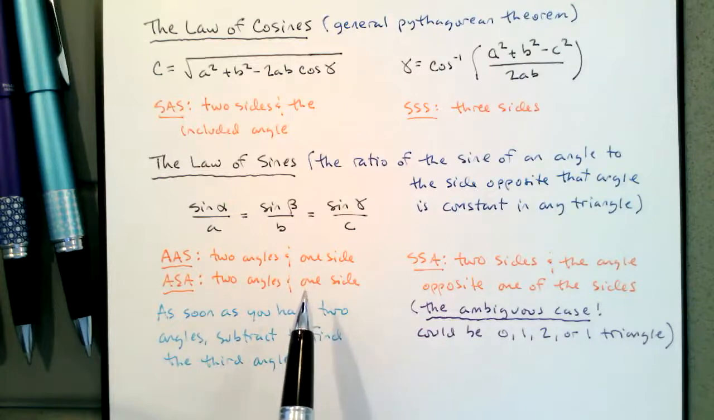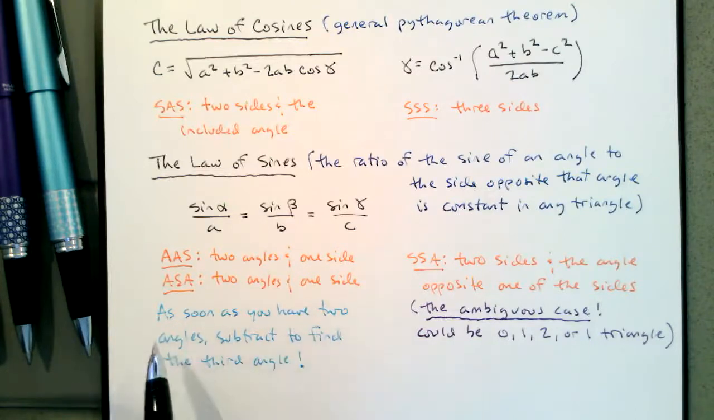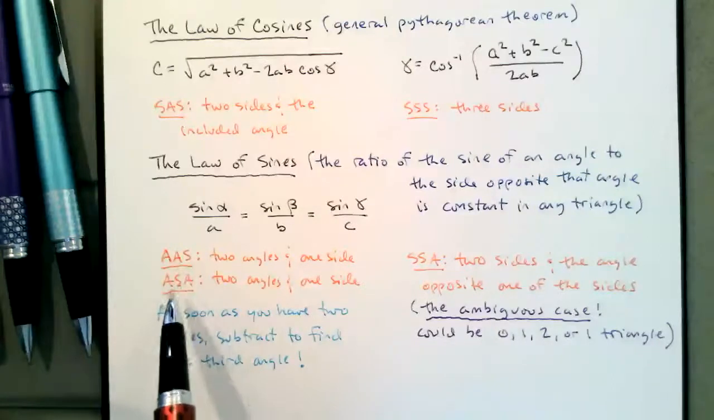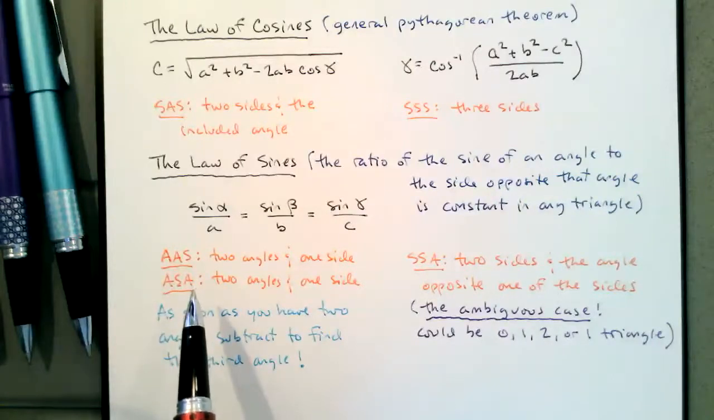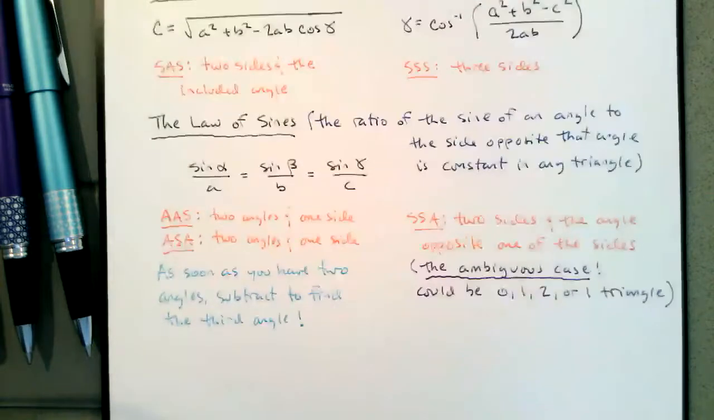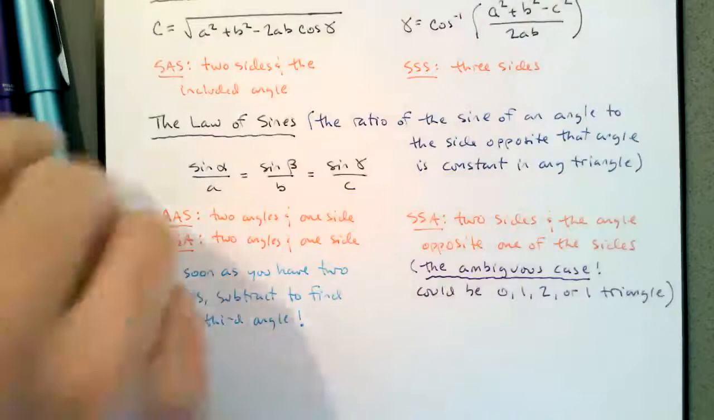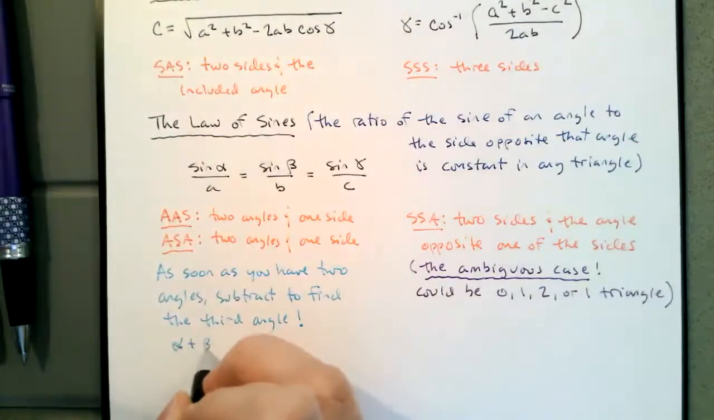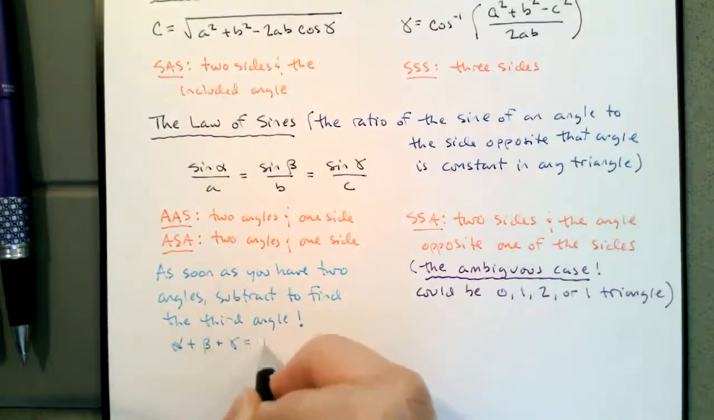But if we remember from solving right triangles, as soon as you have 2 angles, subtract to find the 3rd. So if you're given 2 angles, either angle, angle, side, or angle, side, angle, subtract to find the third, and you have an abundance of information. Given two angles, subtract to find the third angle, because the sum of the angles in a triangle is 180. Alpha plus beta plus gamma is equal to 180 degrees.